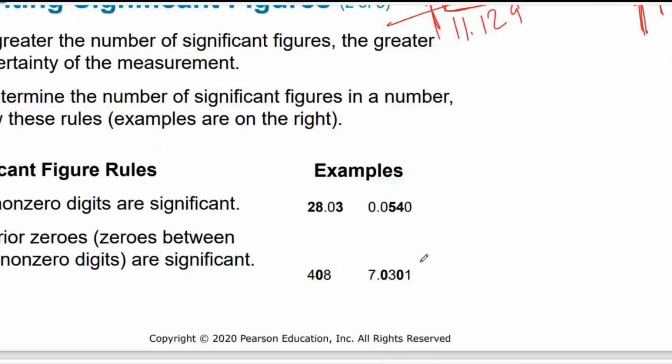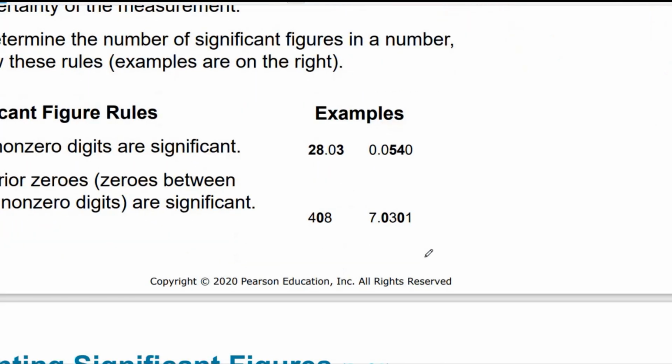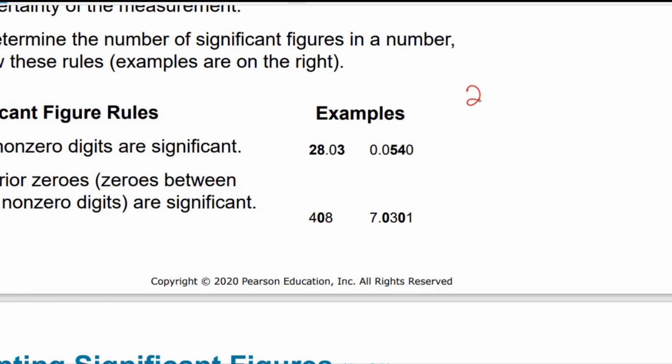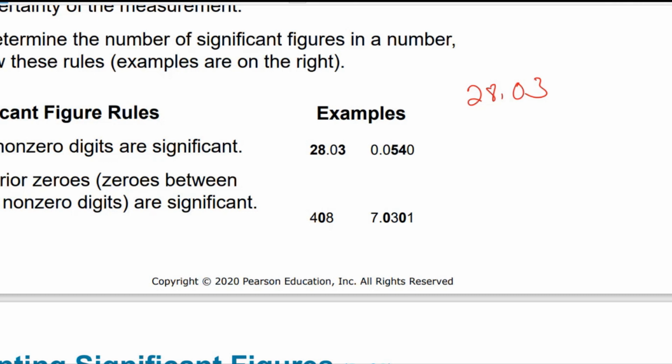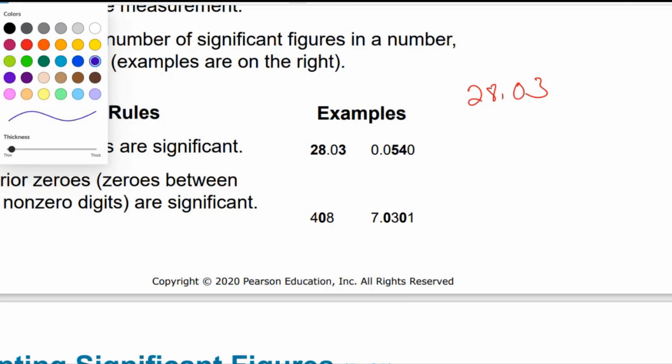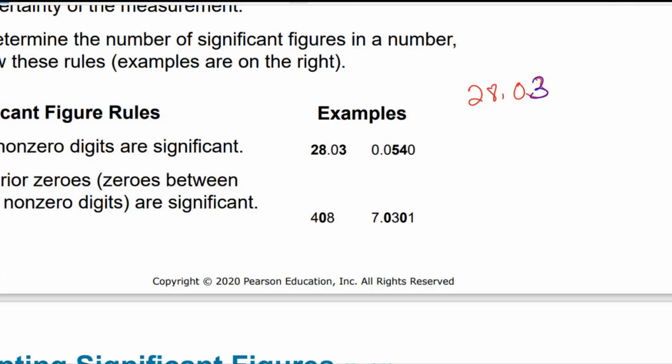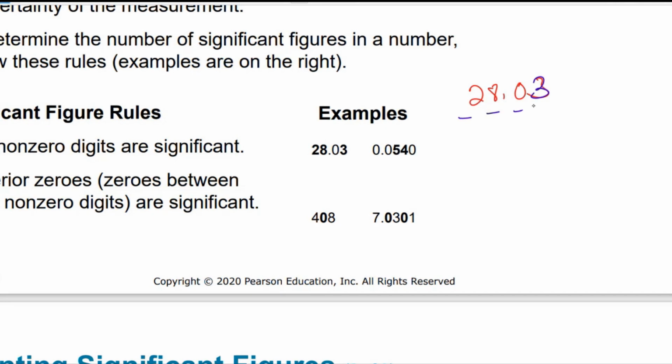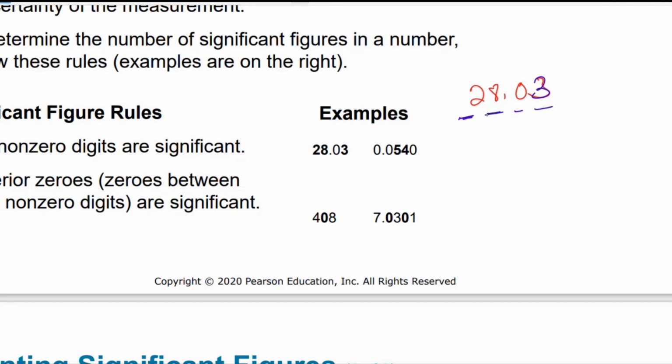Okay, so here are the rules for significant figures. All non-zero digits are significant. So for a number like 28.03, let me change colors, 28.03, then every number is significant. The 2, the 8, the 0, and the 3. Well, we'll get to the zero in a minute. But all of the non-zeros are significant: 2, 8, and 3.